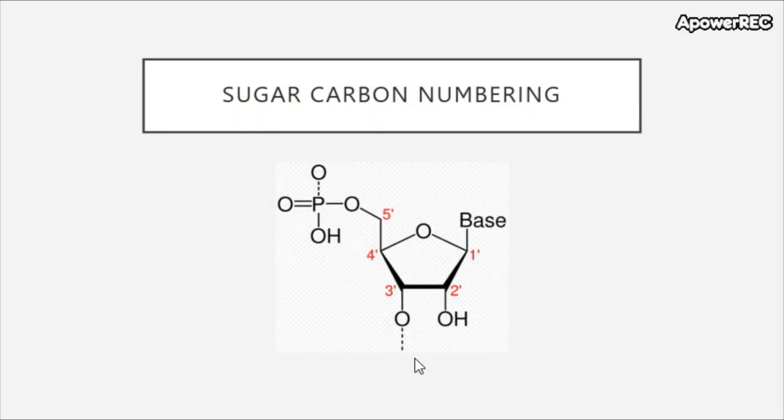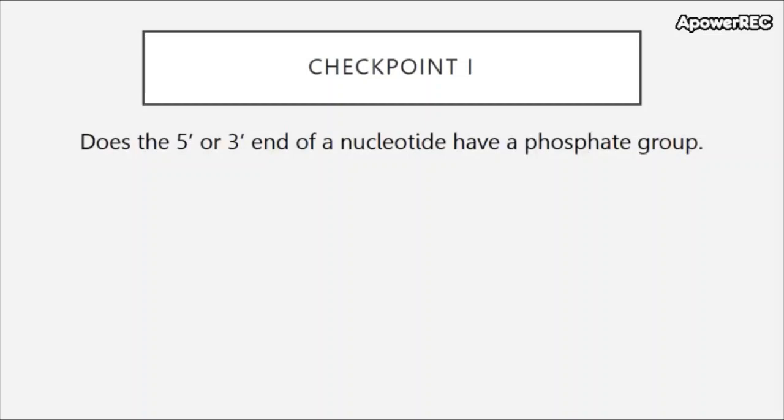So, checkpoint 1. Does the 5' end or 3' end of a nucleotide have a phosphate group? And this is having to deal with a single nucleotide.